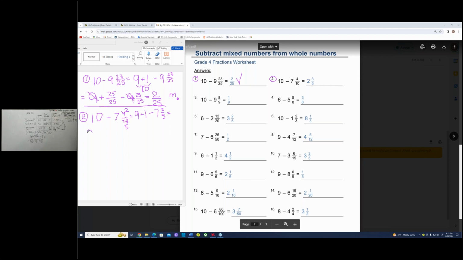Okay, it's 9 plus. You see this denominator 5? And this is 1? I write 5 over 5. Minus 7.